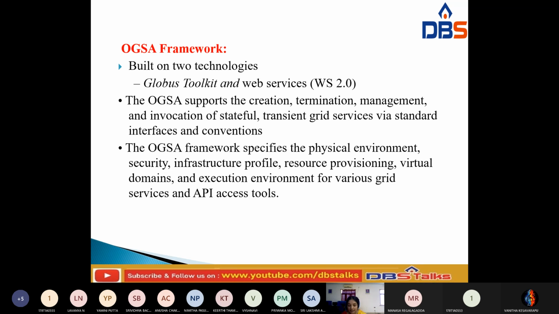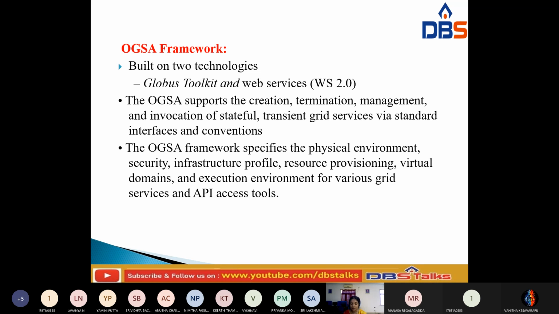The OGSA framework specifies the physical environment, security, infrastructure profile, resource provisioning, virtual domains, and execution environment for various grid services and application programming interface access tools. So this is called the OGSA framework.